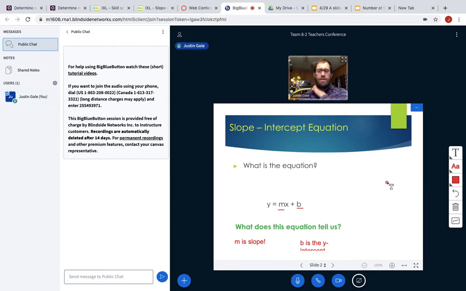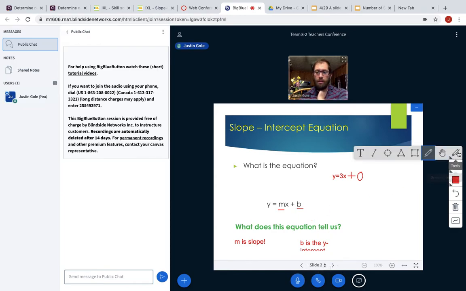What if we don't see a B? If I see y equals 3x, I don't see a B. What number? Think for a second to yourself, what number could be there that I wouldn't see? You guys probably said 0. 3x plus 0, right? So our y-intercept is 0. If we don't see anything, it's 0.